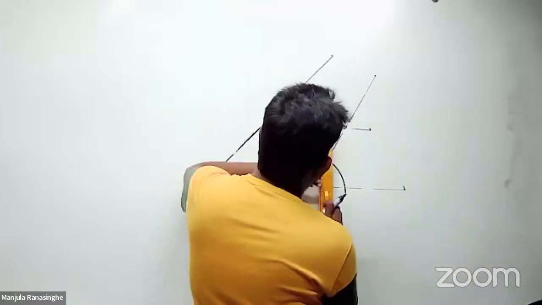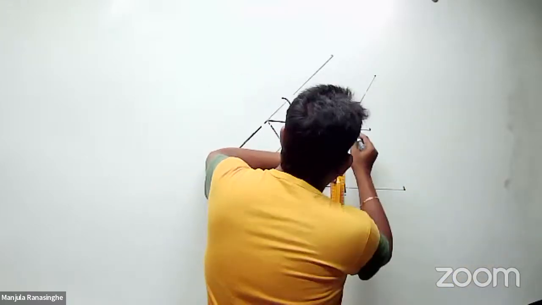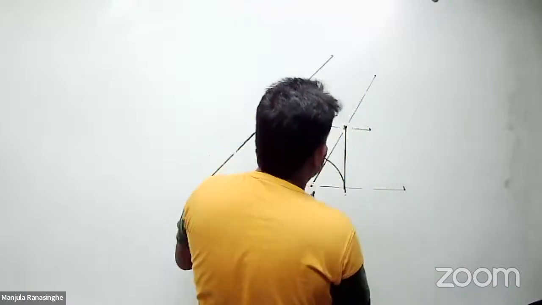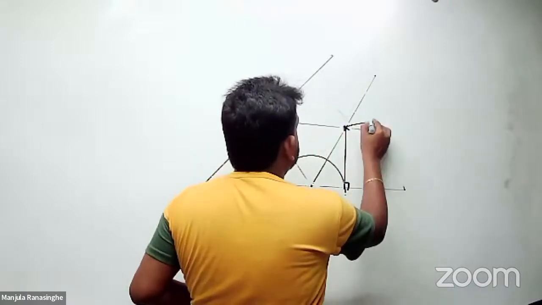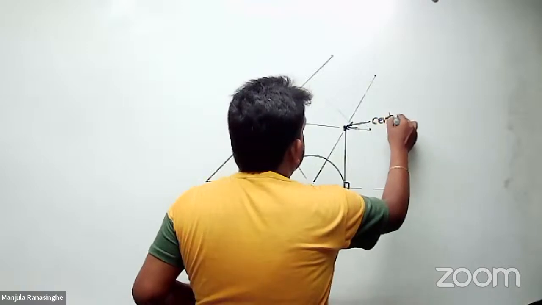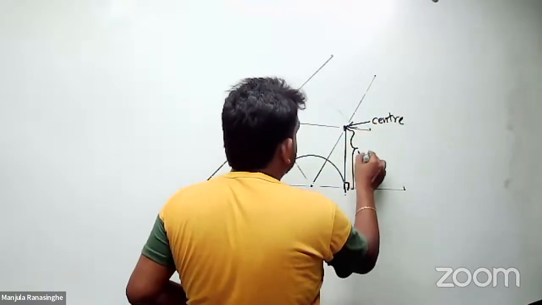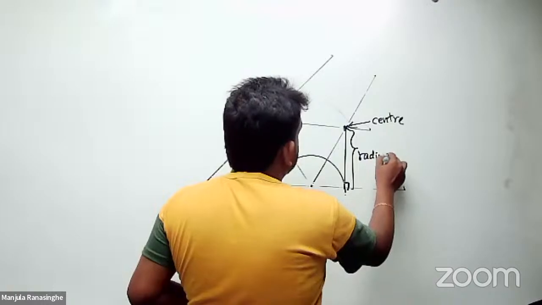Then I take this one and draw the perpendicular length. So that is the center here. That is the center of the circle. And that is the radius. This is the radius of the circle. Okay.